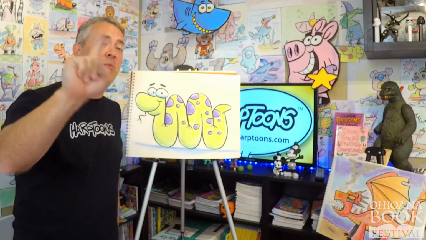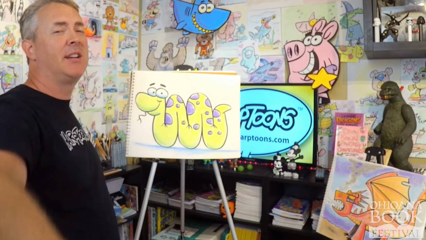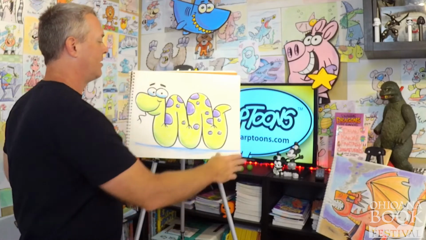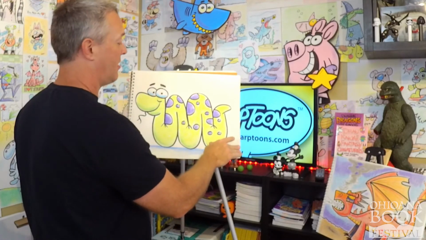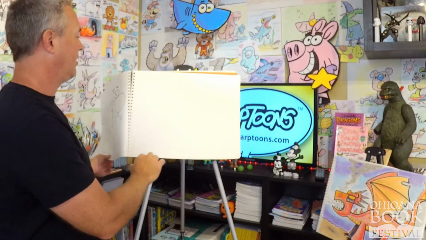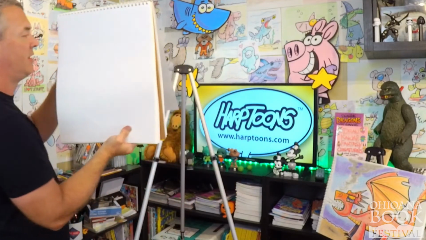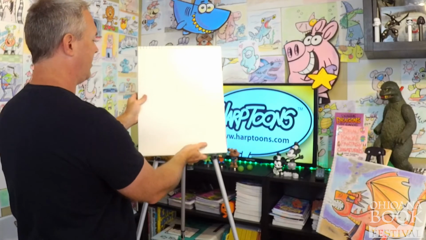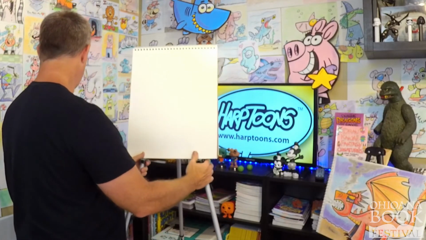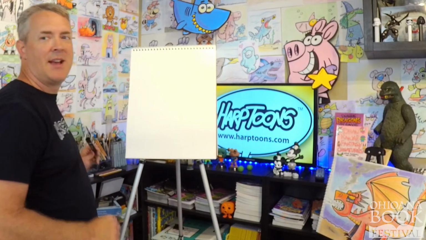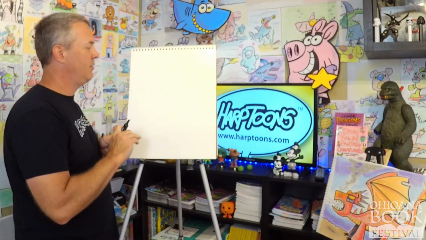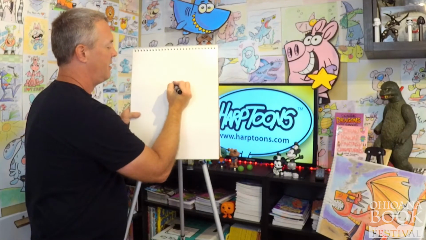Okay, we got time for one more character. And this last character that we are going to draw is a cartoon squirrel. That's right, a cartoon squirrel. Now, this is one of my favorite characters because it uses a big number. We're going to use the big number.